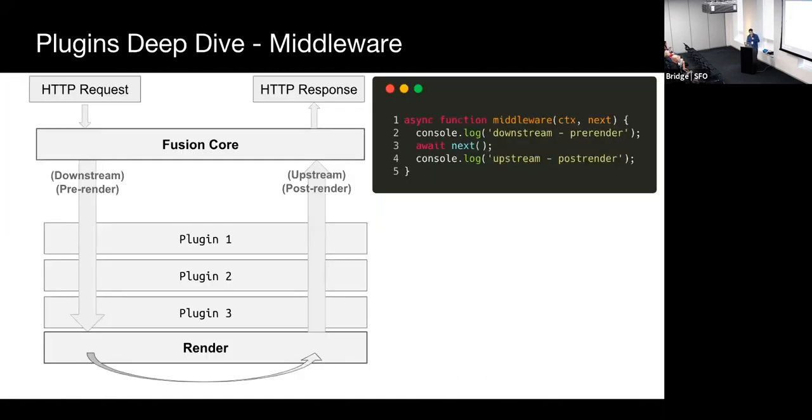So this is a diagram of what the execution of this downstream upstream looks like. Starting on the left, we have an incoming HTTP request. And then we run the downstream of every middleware. And then at the bottom of the stream, we render. And then we run the upstream or post-render of every middleware. And earlier we mentioned that Fusion exports a pure function. So you'll notice that the Fusion core separates all of the plugins from any side effects. And this is how we are able to write really testable plugins.